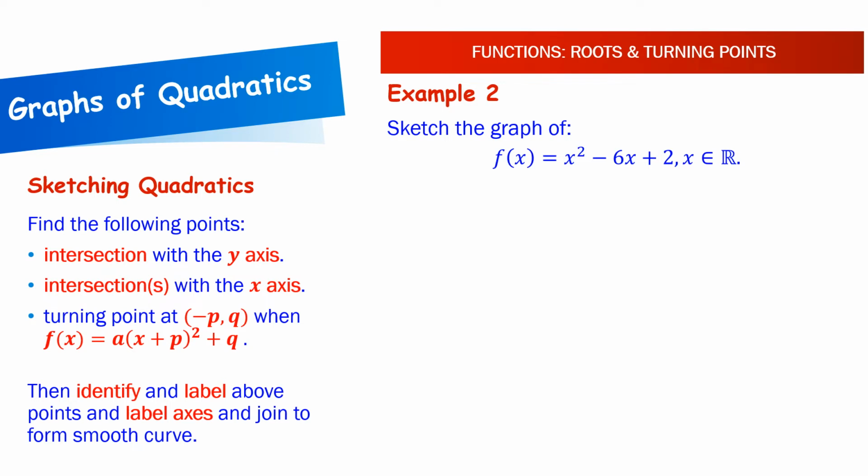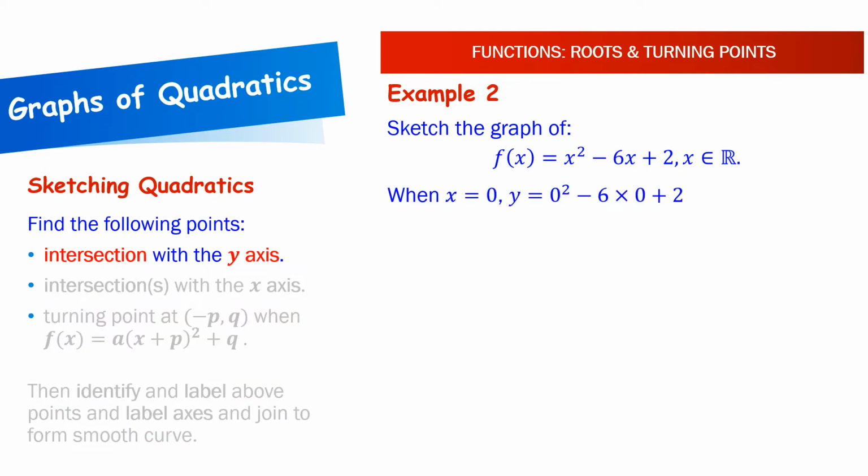Take a look at this example. Pause the video and have a go. Press play when you're ready to view the solutions. So let's first find the intersection with the y-axis. When x is 0, what is y? We simply plug in x equals 0 into our equation as shown to give us that y is equal to 2. So when x is 0, y is 2.